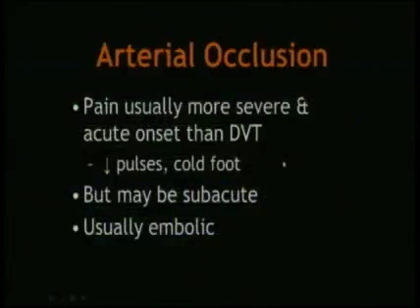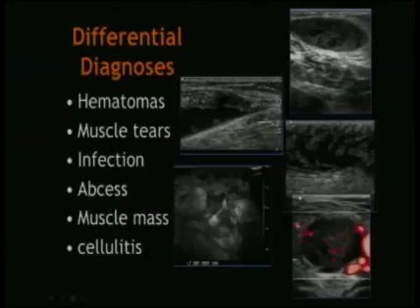This can also happen at the level of the superficial femoral artery and even the popliteal artery, as again a popliteal artery aneurysm can itself occlude. There are some differences in terms of the presentation versus the venous occlusion. The pain associated with arterial occlusion is usually more severe, and it's acute onset. Patients can often tell you exactly when those vessels went down. These patients will present with decreased pulses and often a cold foot, but occasionally this can be subacute. The issue is usually an embolic issue when these patients present acutely.